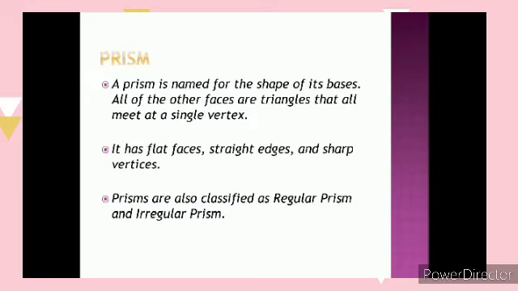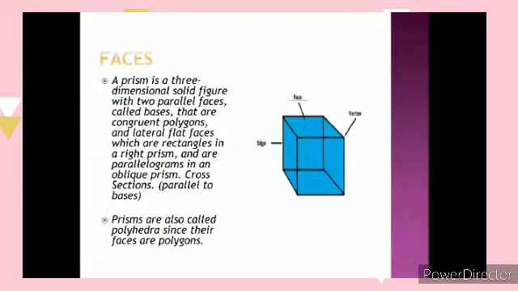All of the other faces are triangles that all meet at a single vertex. It has flat faces, straight edges, and sharp vertices. Faces. A prism is a three-dimensional solid figure with two parallel faces, called bases, that are congruent polygons, and lateral flat faces, which are rectangles in a right prism, and are parallelograms in an oblique prism. Prisms are also called polyhedra, since their faces are polygons.